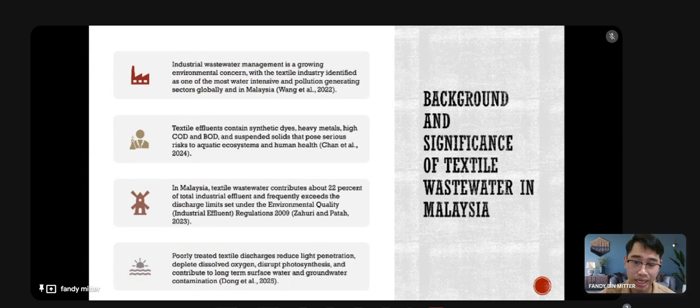So in Malaysia, the textile wastewater contribute about 22% of total industrial effluent and frequently exceeding the discharge limit set under the Environmental Quality (Industrial Effluent) Regulations 2009. So poorly treated textile discharge will cause the reduced light penetration, deplete dissolved oxygen, disrupt photosynthesis, and contribute for long-term surface water and groundwater contamination. Okay, next.